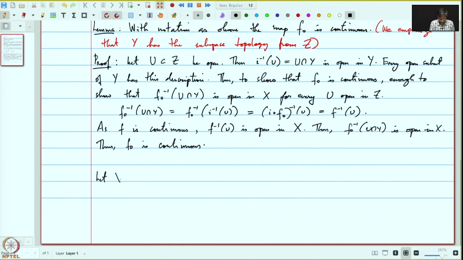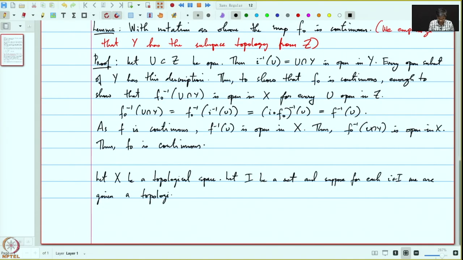So let X be a topological space. And let I be a set, and the size of I could be infinite, and suppose for each i in I we are given a topological space Yi. Okay, so in addition to this, suppose we are also given maps of sets fi from X to Yi.